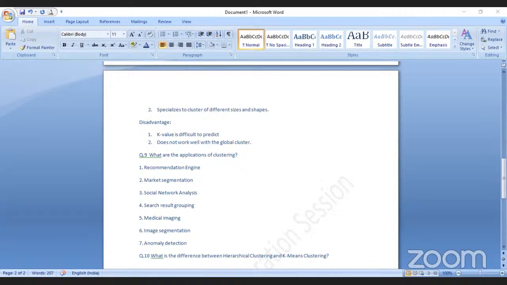So here we don't have any prior beliefs about the data set. We don't know the number of clusters here, so we go for hierarchical clustering.